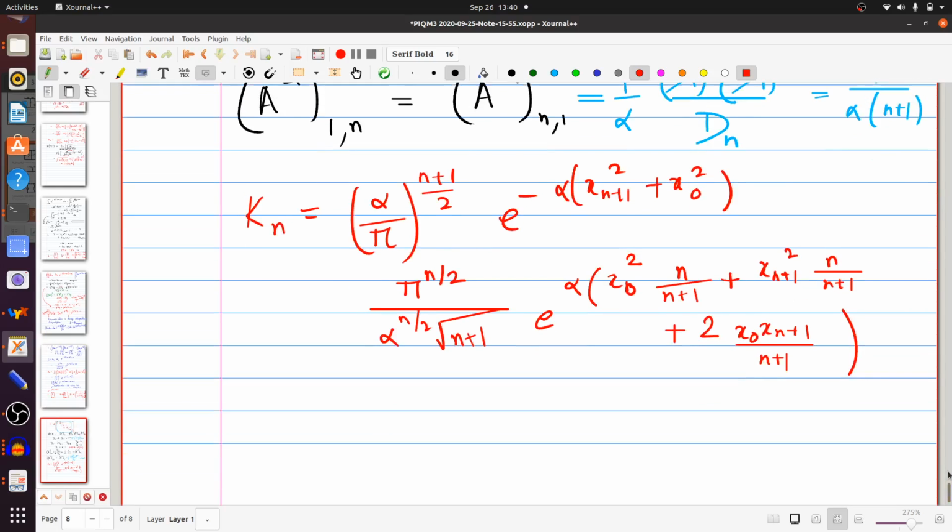Now if you put them all together, you notice that a lot of stuff will cancel. Pi to the n by 2 will cancel with this, alpha to the n by 2 will cancel also. So you are left with alpha by pi root over n plus 1. And it's pretty straightforward to show by simply joining the exponents together that this is xn plus 1 minus x0 whole square. So this is again, of course, not a surprise. We have already worked out Kn, and that Kn will come out to be this. It was a given because we already know the answer here.